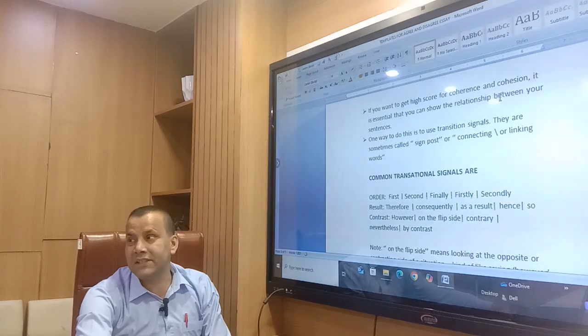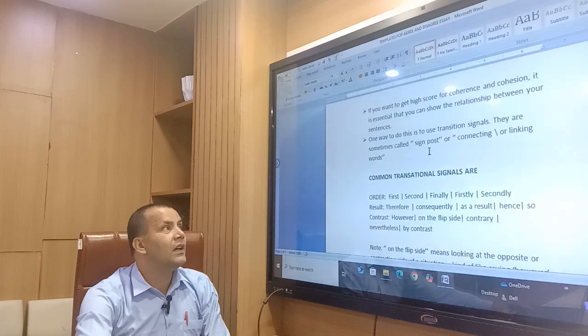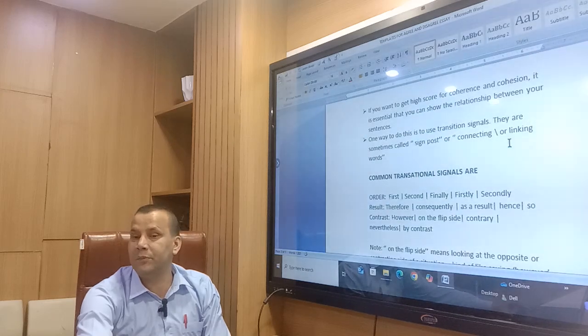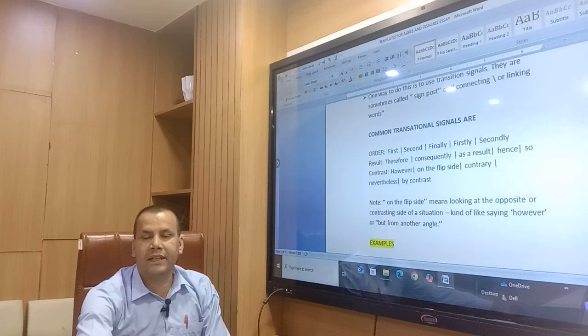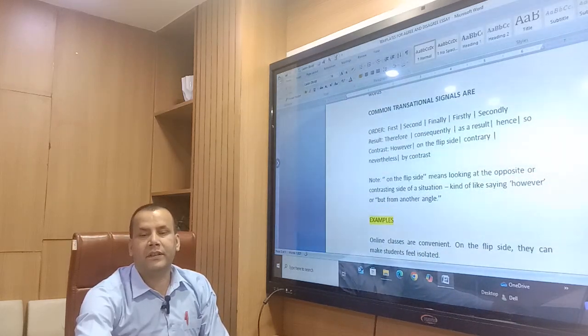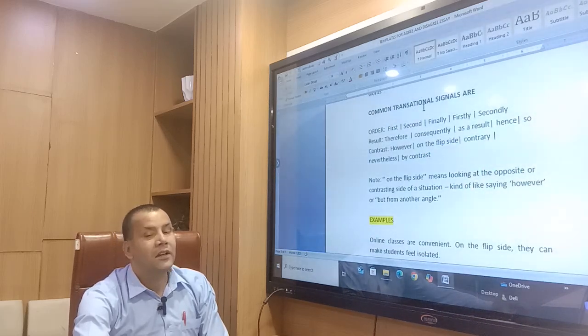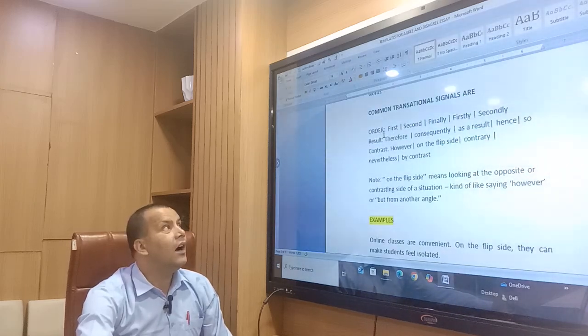Next, one way to do this is to use transition signals. They are sometimes called signposts or connecting or linking words. You have to use linking words very appropriately. Sometimes they are called what? Signposts also. And here, what I would like to tell, common transitional signals are, okay, here, order.